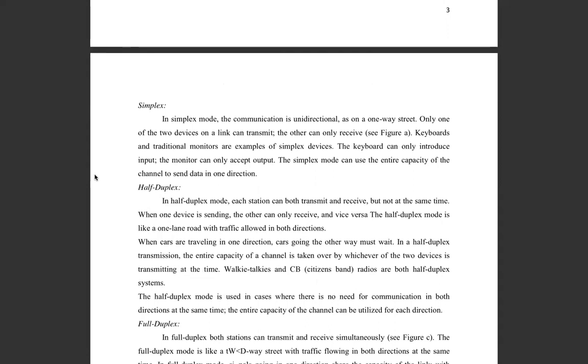In the simplest mode of data flow, you can see it as a one-way street, where data can be sent in only one direction at a time. So we have two points, from point A to point B, and we want to send the data. Now, how are we able to send the data?